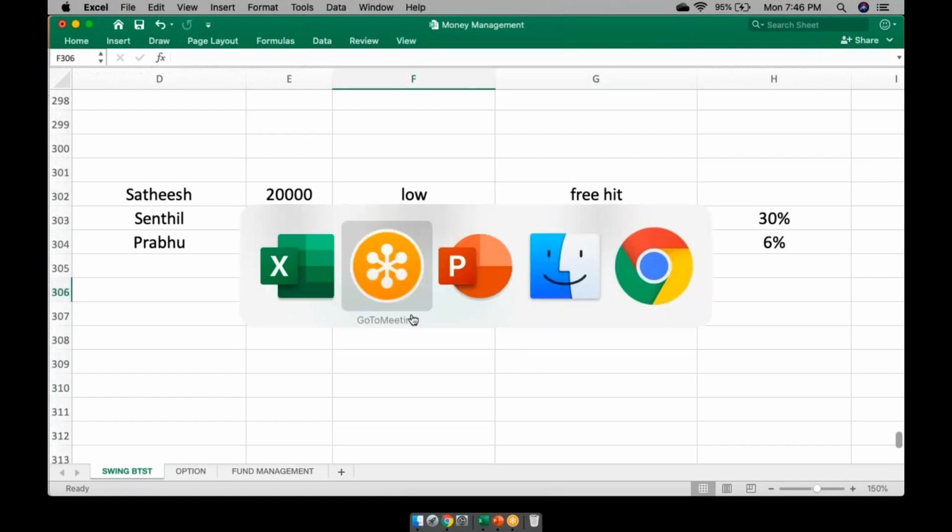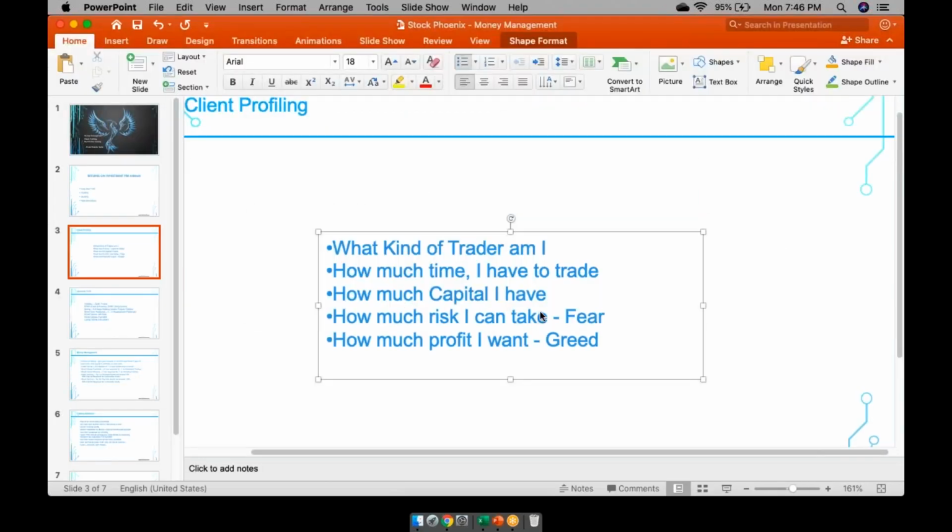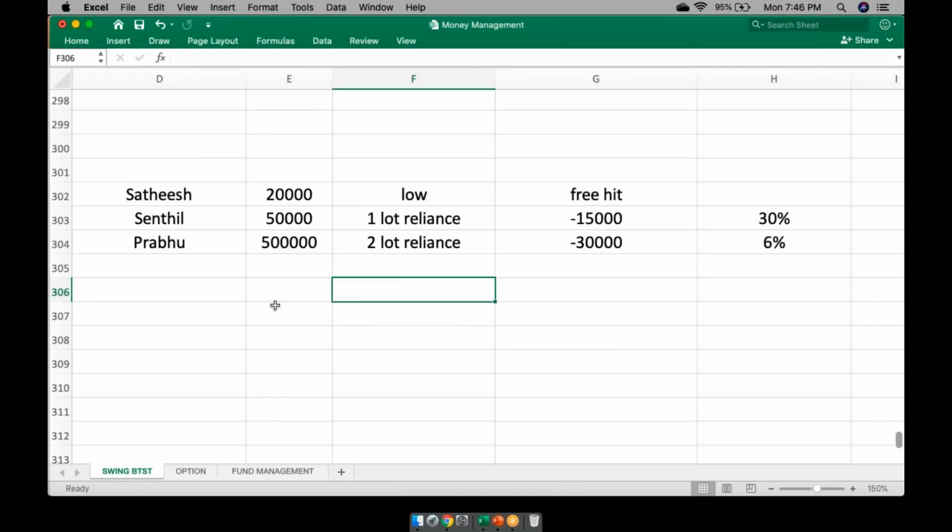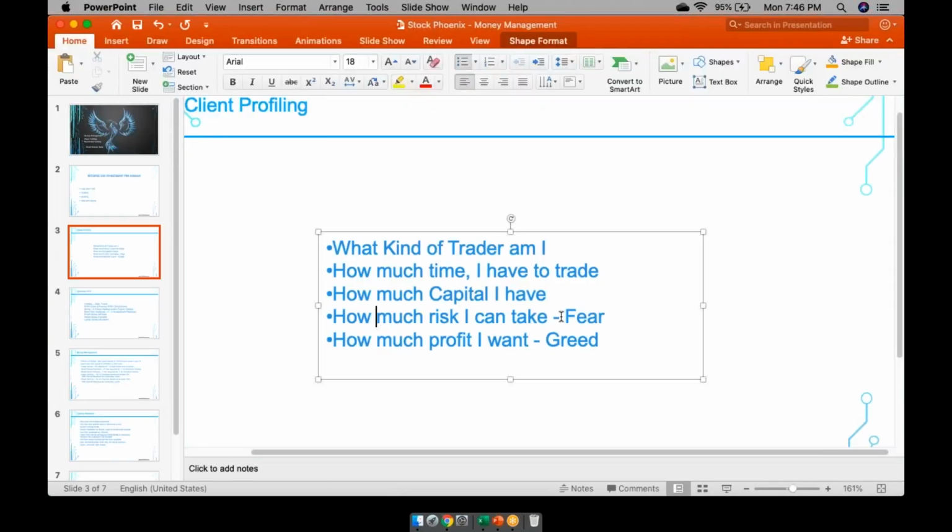Next is client profiling. In client profiling, don't follow others. That is very, very important. Whatever capital I have, I have to trade only with that much. Please remember that. Next, how much risk I can take?